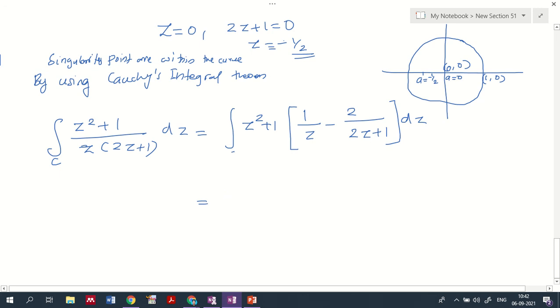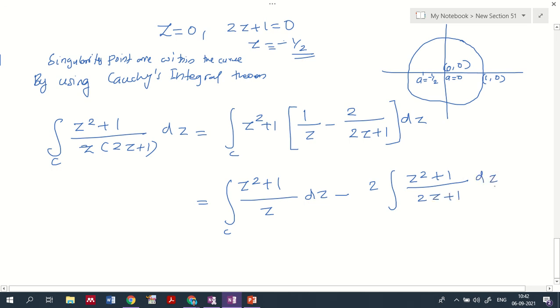That is, integral over c of z square plus 1 divided by z dz, minus 2 into integral of z square plus 1 divided by 2z plus 1, dz. Okay, so this is how it will come.